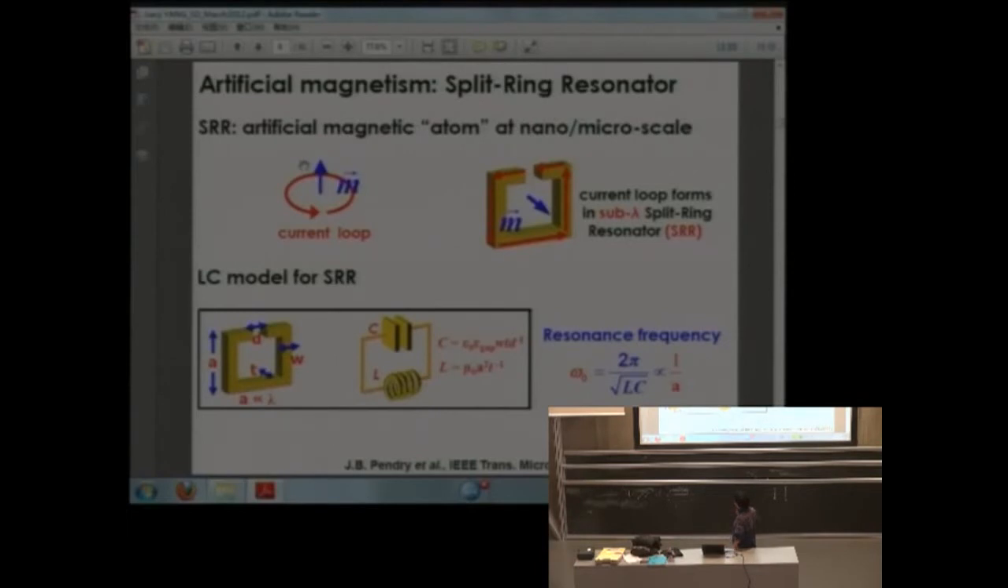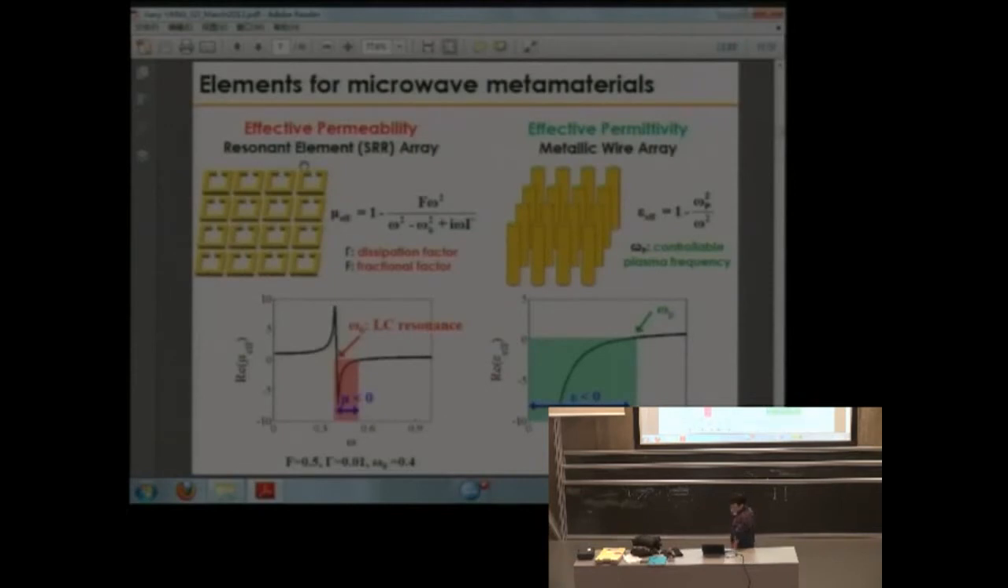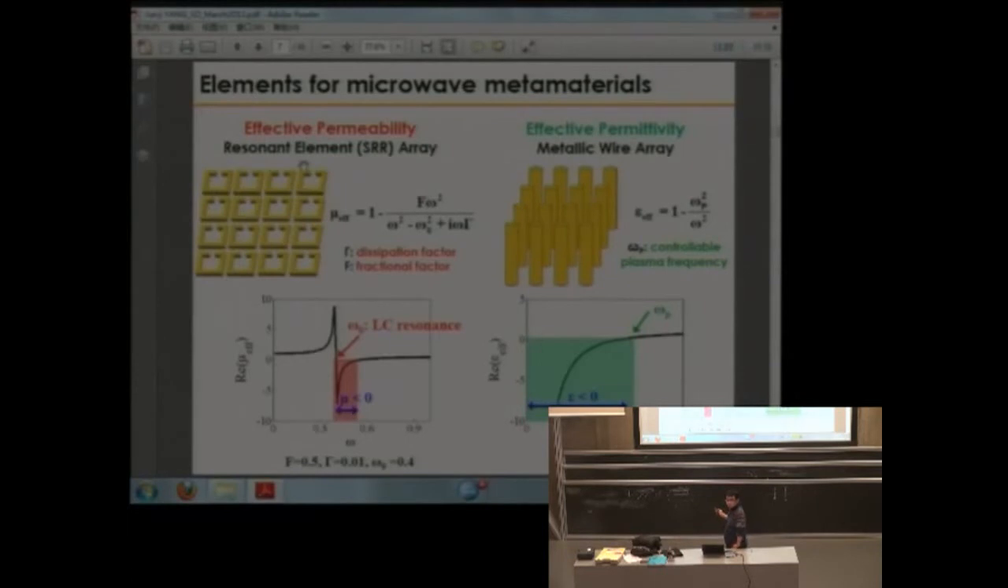Further, this type of resonator is modeled quantitatively as an LC resonator. This LC model predicts that the resonance frequency of this resonator is proportional to the inverse of the size. In other words, the operating wavelength of this resonator is proportional to its size. There is a classical theory, the Lorentz model, which describes the optical property of materials by treating the electrons and ions in materials as harmonic oscillators. Similarly, the effective permeability of an array of split-ring resonators can be described analytically, similar to the Lorentz model.